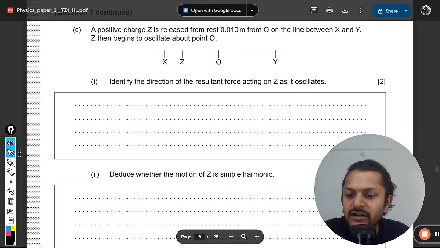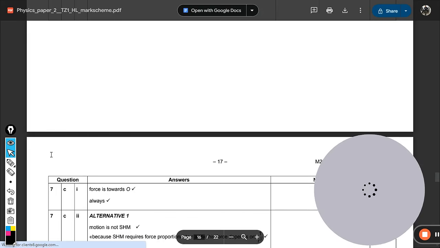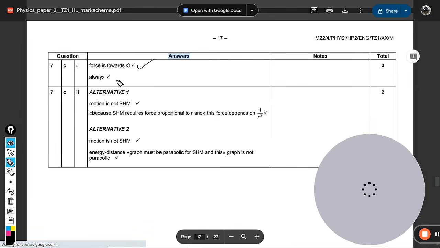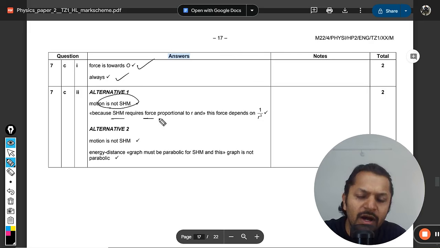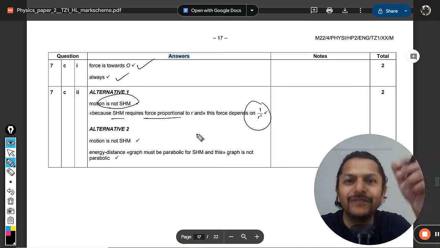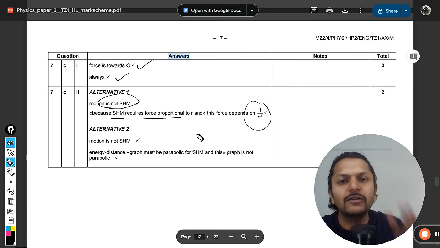Let's see what is there in the mark scheme. Yes. So force is always towards O, and it is always like that. Motion is not SHM because SHM requires the force to be proportional to R, and this force depends on 1 by R square. So this is exactly the same thing that I have told you to write. So this is how you do it.